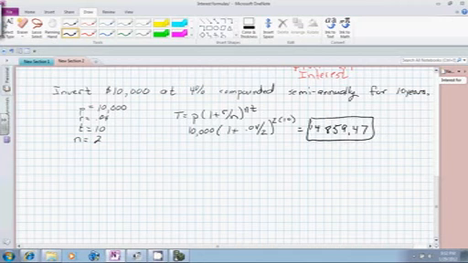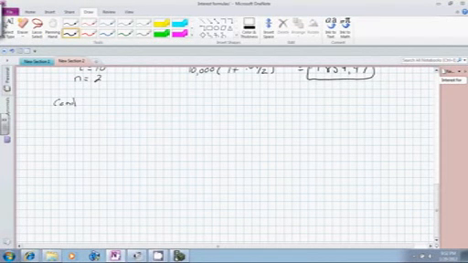Now, the last type of interest that we're going to look at is called continuous interest. Continuous interest compounds the principal infinitely many times through the life of the balance. And the formula for that is your total equal P times E raised to the RT. Now remember, this formula compounds the principal infinitely many times throughout the life of the balance.